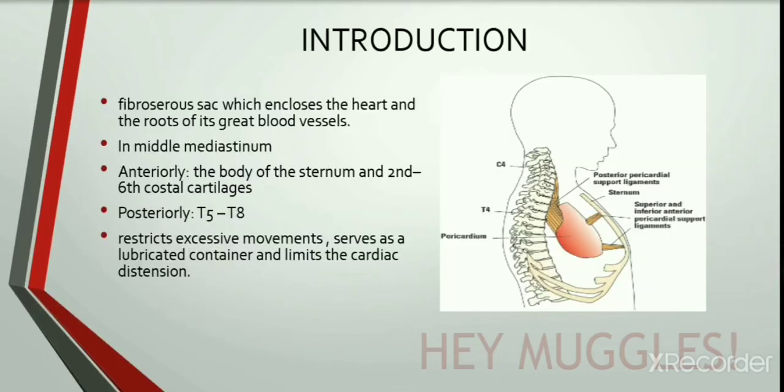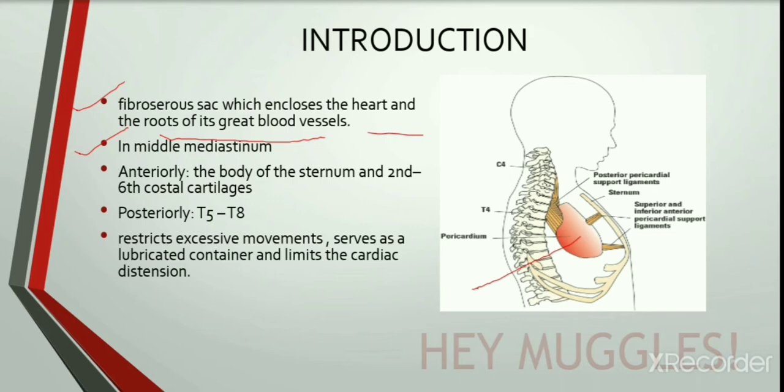So your pericardium is a fibroserous sac. Fibroserous means that it is a serous membrane around which fibrous tissues are present. It is a serous membrane which is supported by fibrous connective tissue. It encloses the heart and root of great blood vessels. In this picture you can see this is your heart and around it your pericardium is present. It lies in your middle mediastinum. We already discussed the contents of mediastinum.